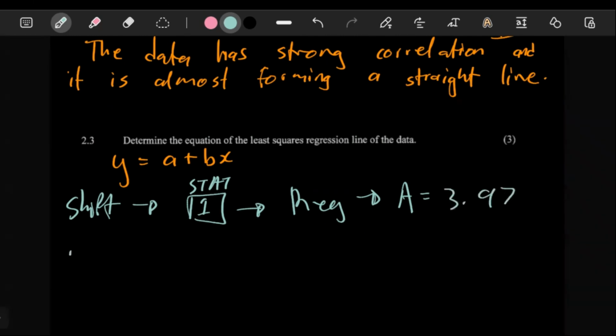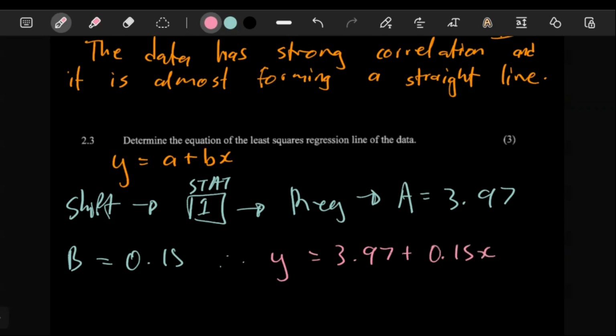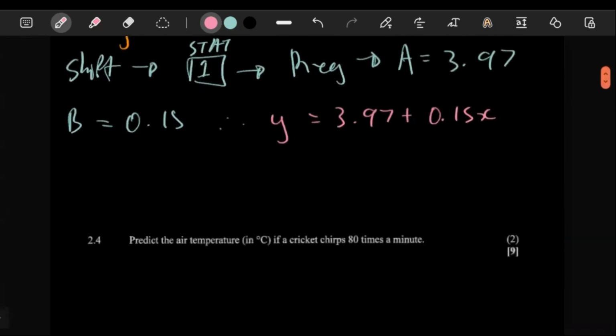3.97. And then you do the same thing for B. Let's see what B gives us here. 0.15. So therefore, the equation is just y is equal to 3.97 plus 0.15x. That's the way. I like it.